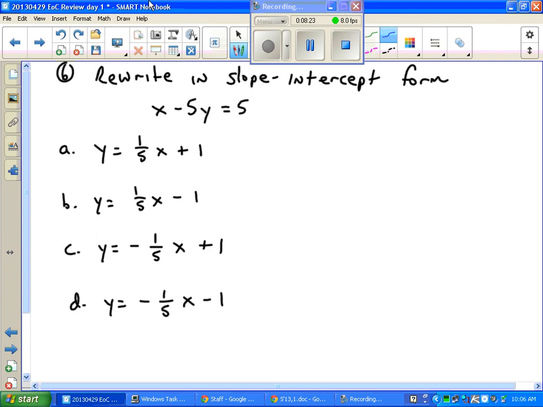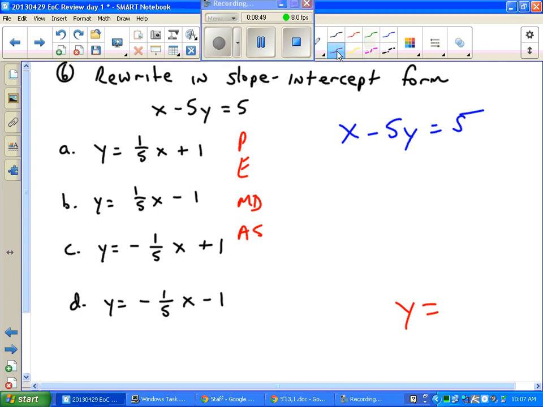Number 6 says rewrite it in slope-intercept form. It's in standard form already: Ax plus By equals C. x minus 5y equals 5. You want to make it say y equals something by itself at the very end of the problem: y equals mx plus b. In order to do that, we have to undo addition and subtraction first. Remember, you normally work Please Excuse My Dear Aunt Sally, but when you're undoing something, you work them backwards. So you want to work from addition and subtraction up.